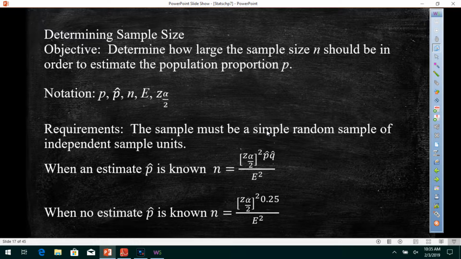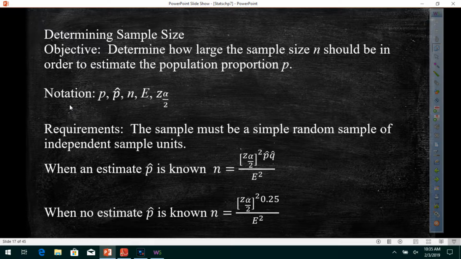Determining sample size. Objective: determine how large the sample size N should be in order to estimate the population proportion P. Okay, several notation items. We've already done these. It's the same. P is the population proportion. P hat is the sample proportion. N is the number of samples. E is the margin of error. And Z sub alpha divided by 2 is the critical value.